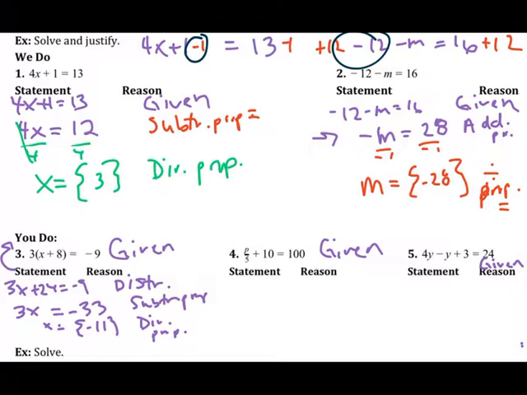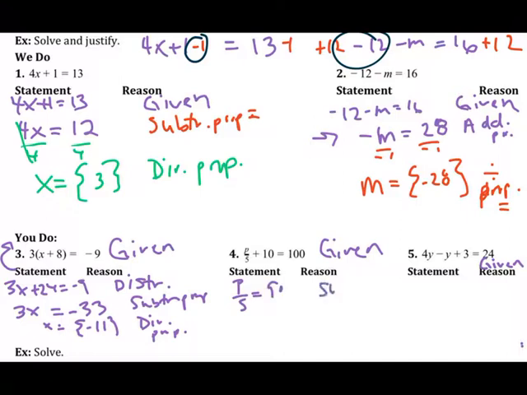So I'm going to go quickly through these last two. P over 5 plus 10 equals 100. That was given. I'm going to subtract 10 on both sides. That's going to give me P over 5 equals 100. Not 100. I subtracted 10. So that should be 90.